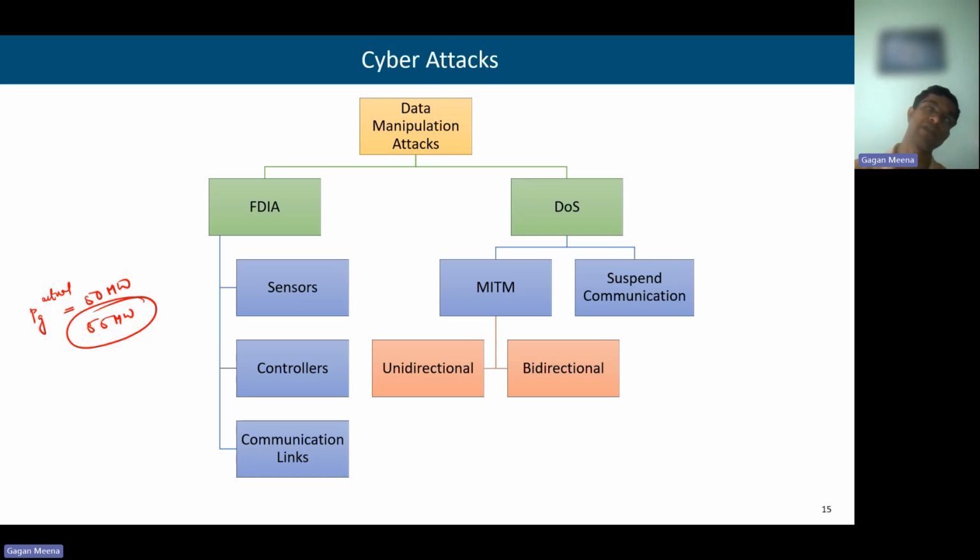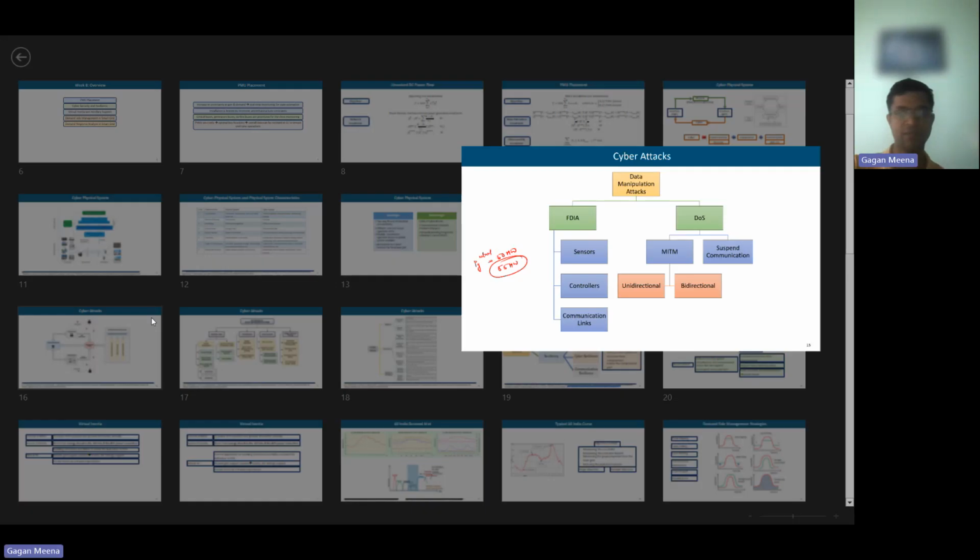Either the communication is suspended as it is, or there is a man in the middle, and it can be both unidirectional and bidirectional. That means the actual data is going to another person, which is not giving service, which is stopping the next step of sending data to the control center, wherever there is a requirement, or even getting processing from there. So it can be unidirectional as well as bidirectional, man in the middle.